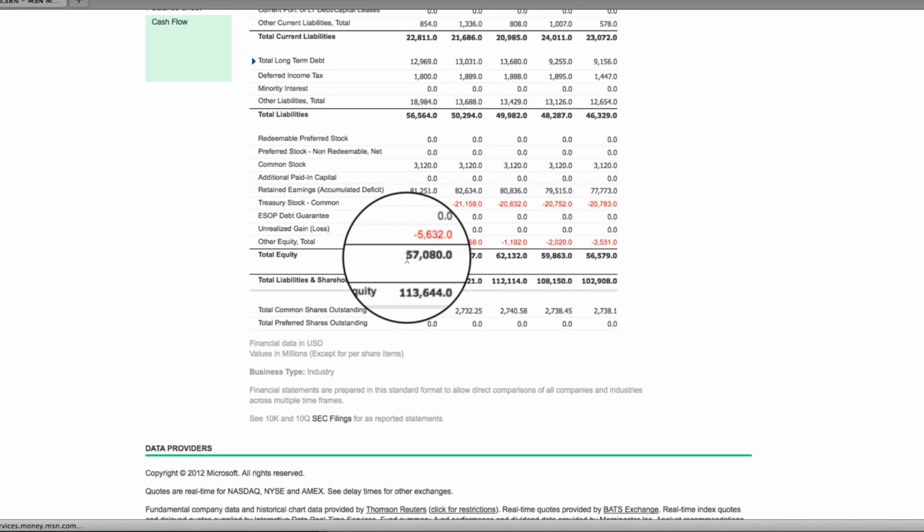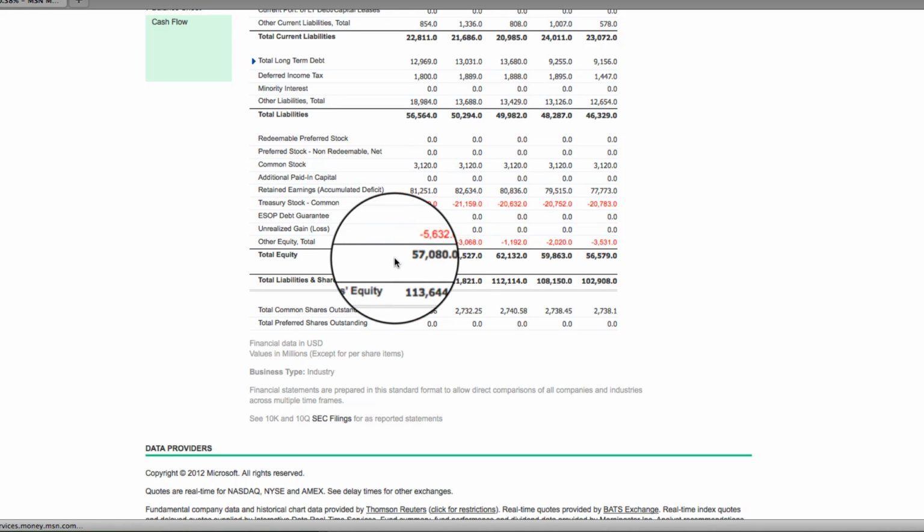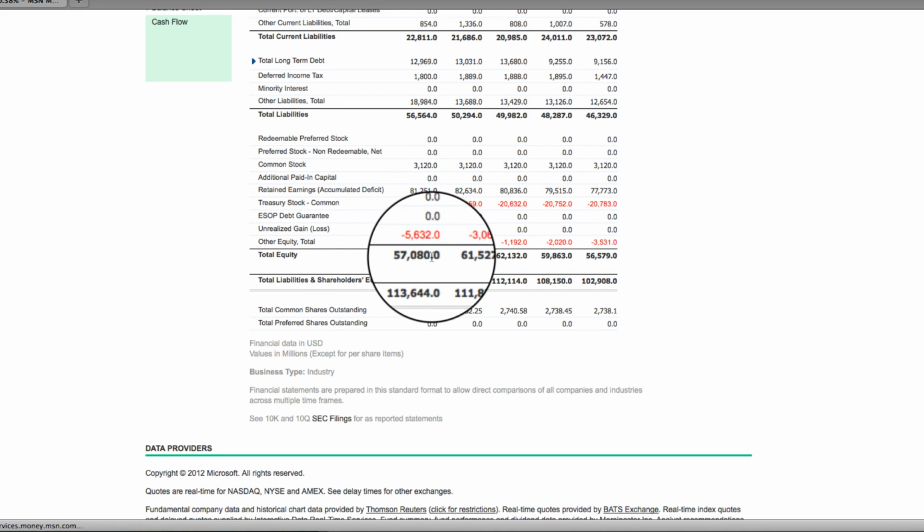And all they did was they took the total assets minus the total liabilities, and you end up with the total equity, which is $57 billion. Okay, that's what the company is worth in total. If you added up all the shares of this business, it's worth $57 billion on the books. Okay, so let's take this to the next step.